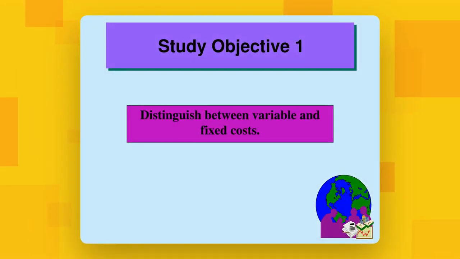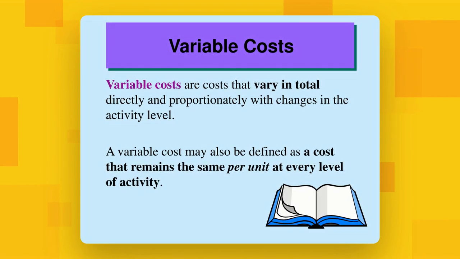Next one, we'll distinguish between the variable and the fixed cost. Ano ba ang kaibahan ng variable and fixed cost? Okay. Variable costs are the costs that vary in total. Please take note of the words directly and proportionately with the changes in your activity level.